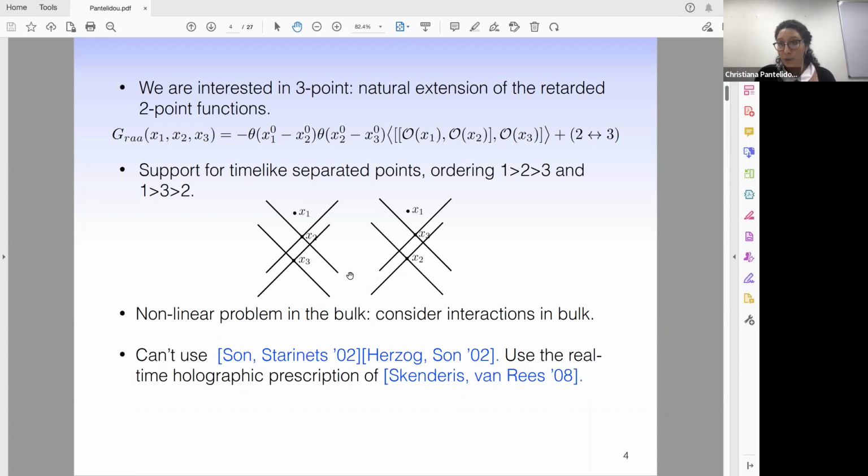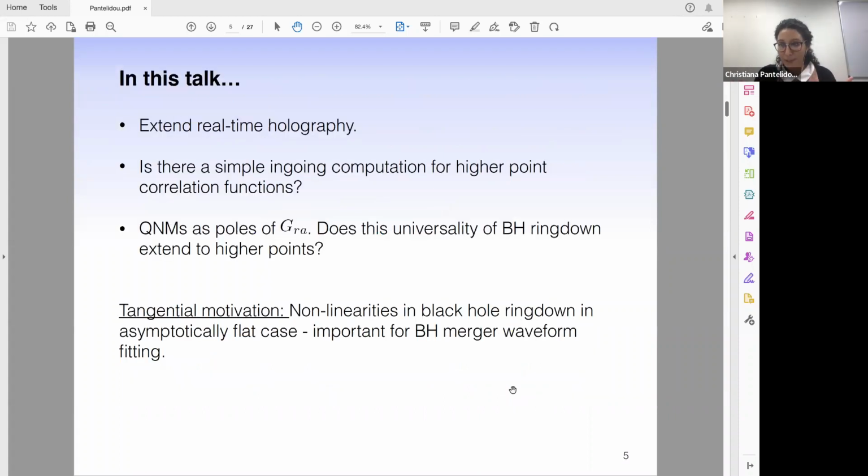So our approach will be to start from scratch, not assume anything, start from real-time holography, following the prescription of Skenderis-van Rees, and actually explicitly derive that one can use ingoing boundary conditions. Okay. So having said all this, let me just summarize the motivation of this talk, or if you want, what we want to achieve by doing this calculation.